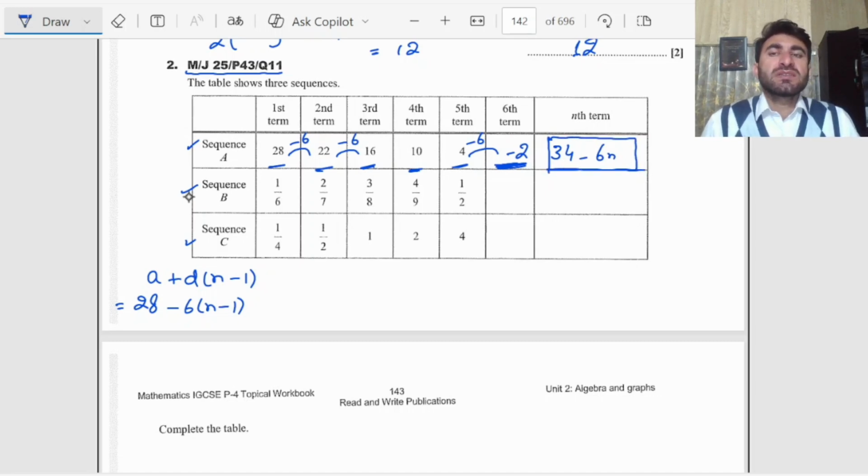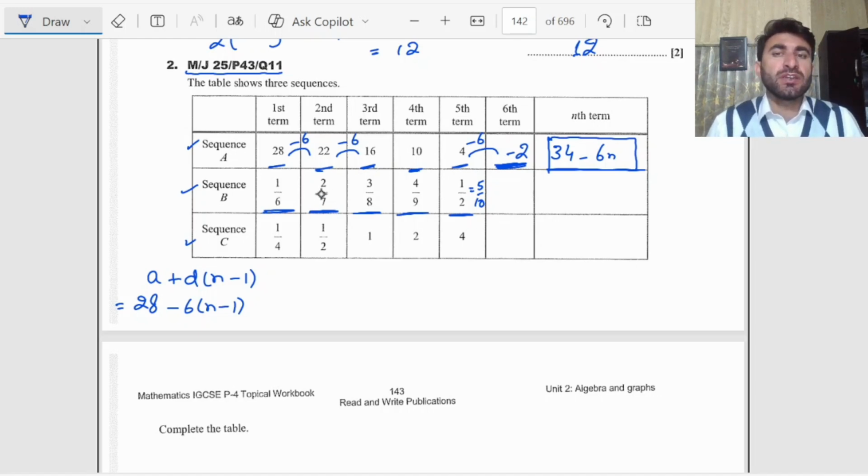Now we move to sequence B. As we see, the first term of the sequence is 1 upon 6. The second term is 2 upon 7. The third term is 3 upon 8. The fourth term is 4 upon 9. And the fifth term looks a little different. It is 1 upon 2. But I can also write it as 5 upon 10, because that will help us to find the next term and the nth term of this sequence.